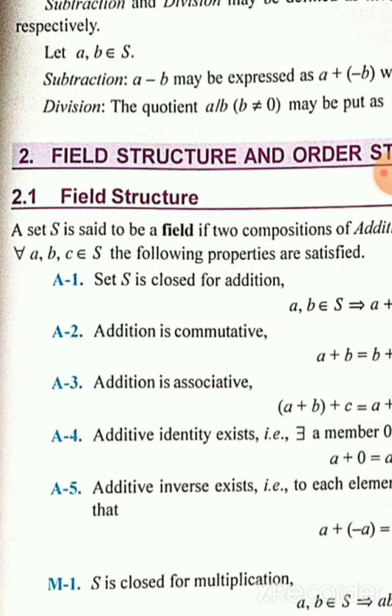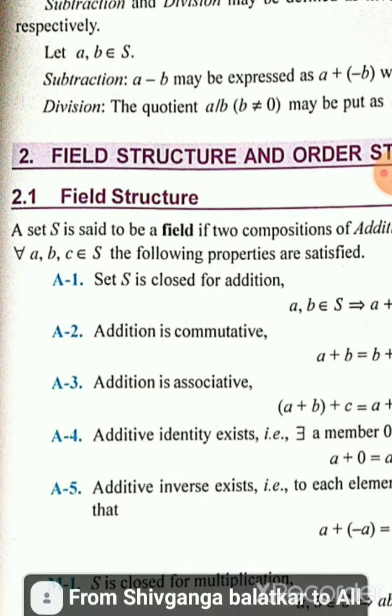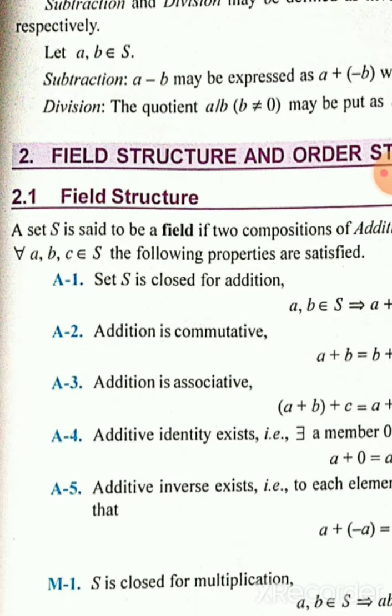So these properties that we have to see, what are those properties? A1, property number A1. A is represented by addition.